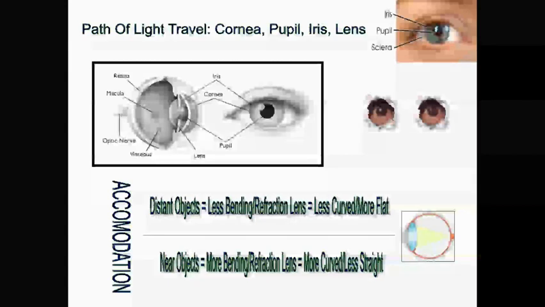Okay. So when we're talking about the path of light that's going through, distant objects have less bending or less curve because of the distance away from you. The nearer the object, the more curved it's got to be to get the image to the back of your eye so you can see it and make sense of it.